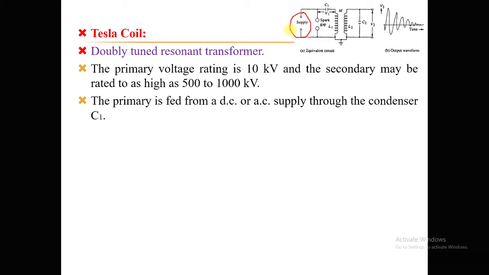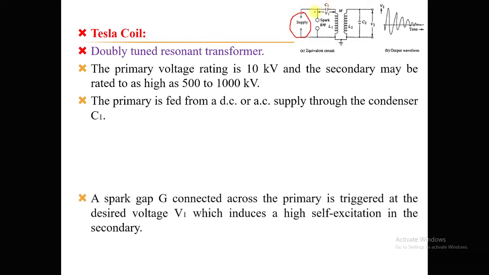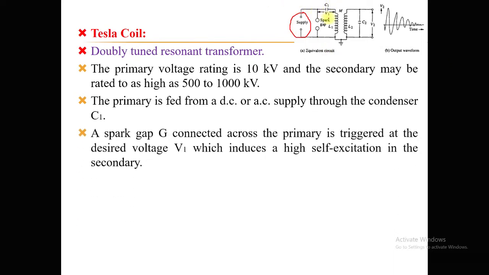Okay, so the supply is generally used to charge the capacitor C1, which is known as the primary tank capacitor. The spark gap G, as you can see over here, is normally a sphere gap assembly which is connected across the primary of this Tesla transformer to trigger at a desired voltage.